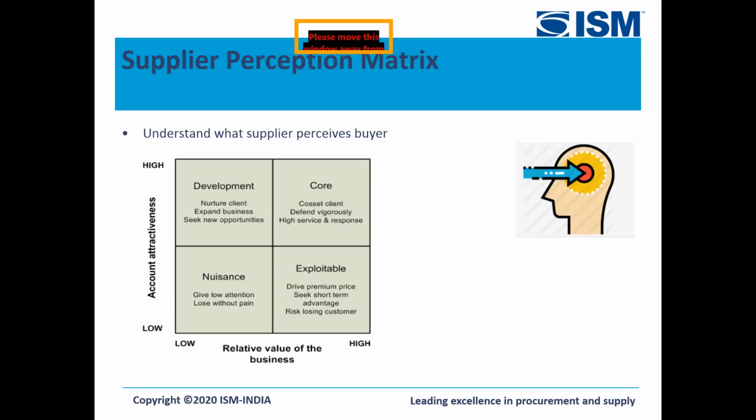And last is the exploitable, where we know that we have a huge amount of business, but the account attractiveness is low. It may be because we are not able to understand the supplier's offering and we're keeping it for compliance's sake, or it may be because suppliers do not want the customer to leave, but they are just not trying to give their best features or best services down the line. So this is about the supplier perception matrix.